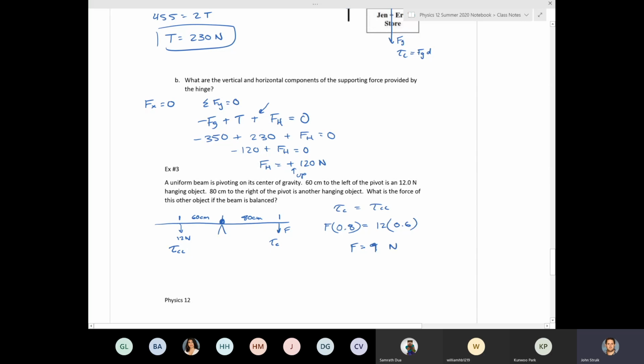Okay, now notice how the further away object, or the further away force, is less than the closer force, because the closer you are to the pivot, the more force is required to cause rotation, and the further away you are, the less force you need. And this is extremely practical.